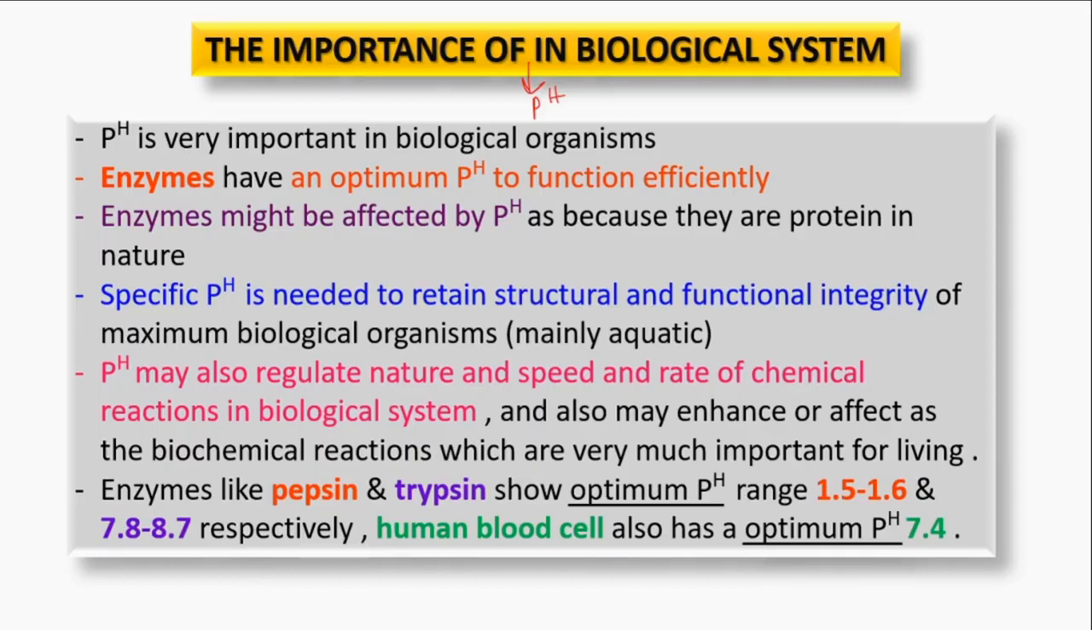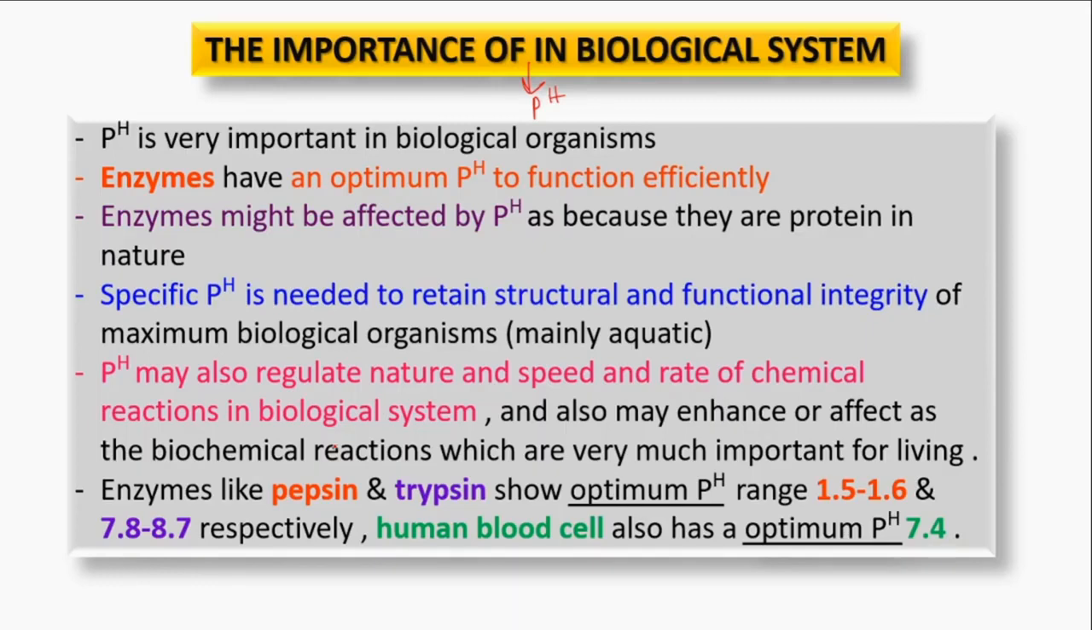So protein always shows efficient function at an optimum pH. So an enzyme will also show an optimum pH to function efficiently, and it might be affected by an inappropriate pH. A specific pH is needed to retain the structural and functional integrity of most biological structures, because most biological structures are made up of protein, and our antibodies and hormones are again proteinaceous in nature, so they can also be affected if pH fluctuations occur.